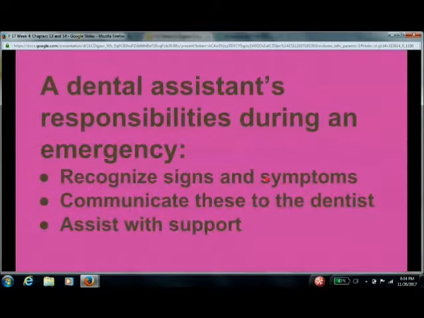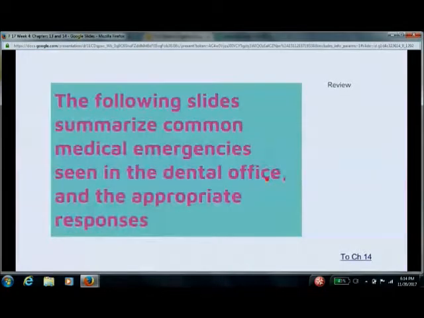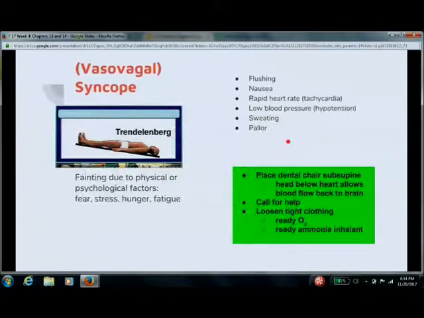So what's your responsibility again? To recognize the signs and symptoms, communicate with the dentist, and then assist with whatever the dentist needs. So the following slides are what we commonly see for medical emergencies. And I will go through just a couple of them. The first one I'm going to go through is fainting because it is so common.